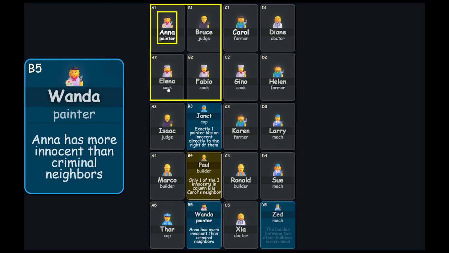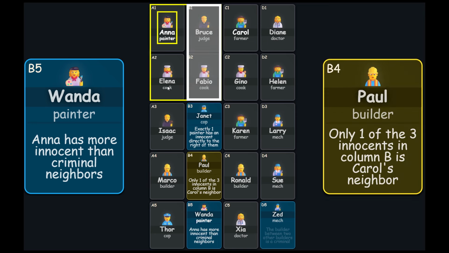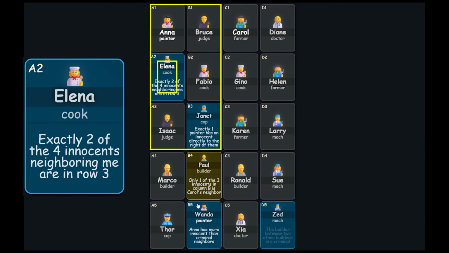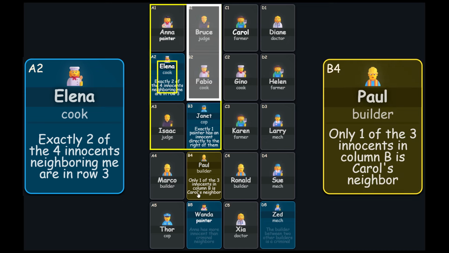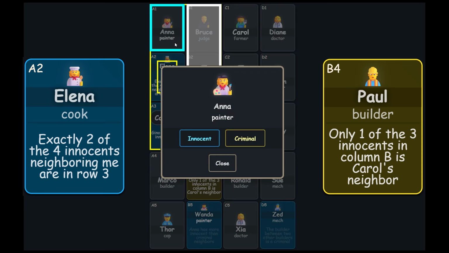Anna has more innocent than criminal neighbors. Again, we know there's one innocent and one criminal among these two. So Elena must be innocent. There are four innocent neighboring Elena. Yet again, there's one criminal among these two. So all the remaining neighbors must be innocent.